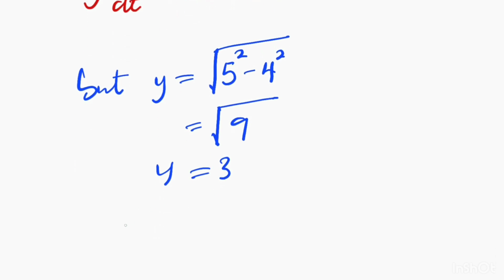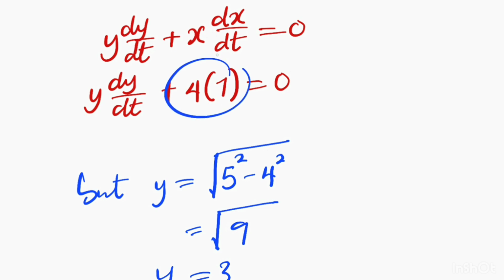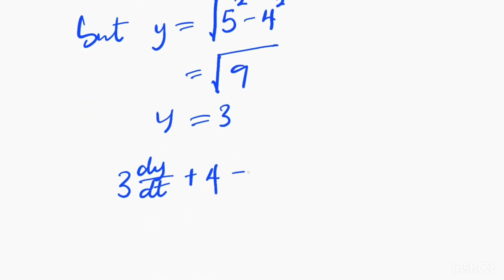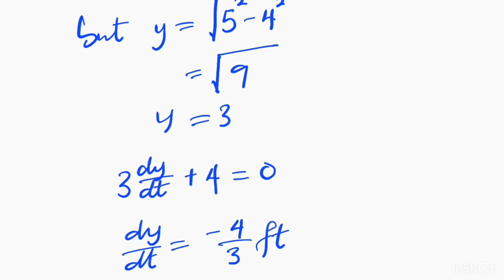So we can plug it back. We have 3 dy over dt plus 4 times 1, which is 4, right? And this is equal to 0. Take 4 to the other side and divide both sides by 3. We have dy over dt equal to negative 4 over 3. Yes. And what is the unit? Feet per second.